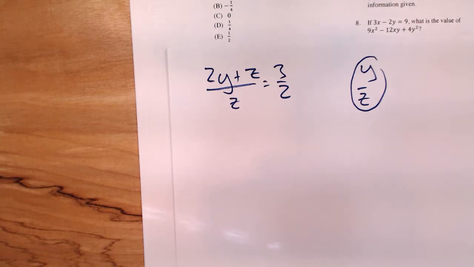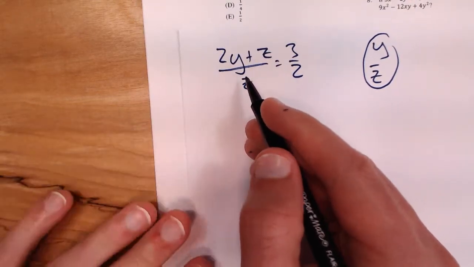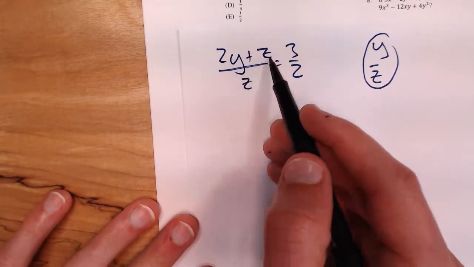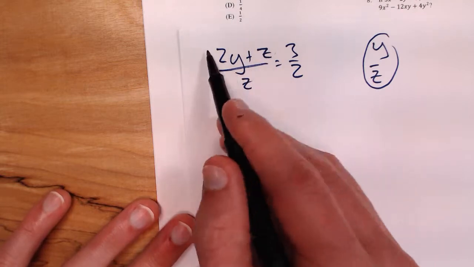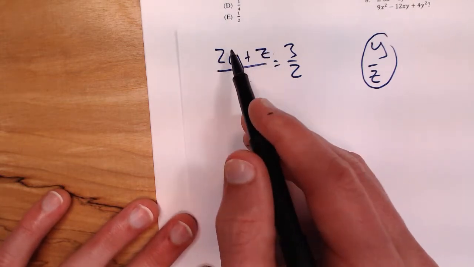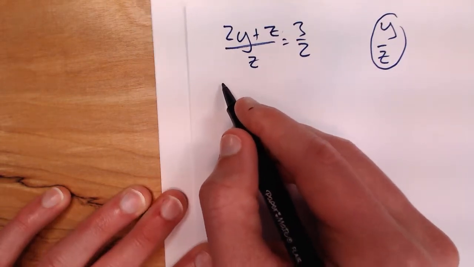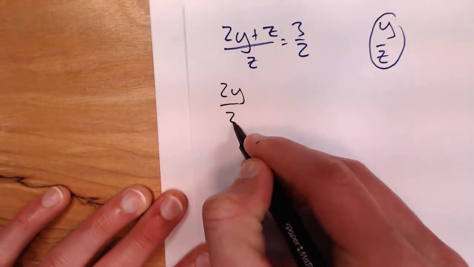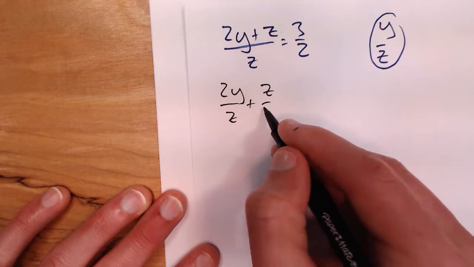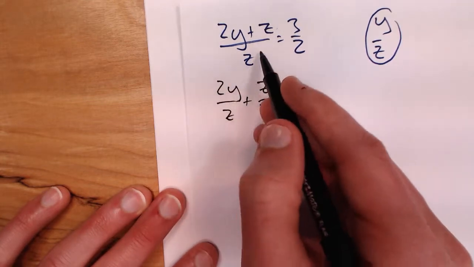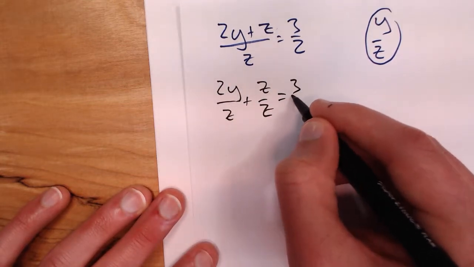All right, I noticed right away that I can split this fraction into two parts. Remember, if you have an addition or a subtraction in the numerator, you can split it into two parts. So I can say that this is equal to 2y over z plus z over z. So I just split it into the two parts and divided each part by z, and that equals 3/2.